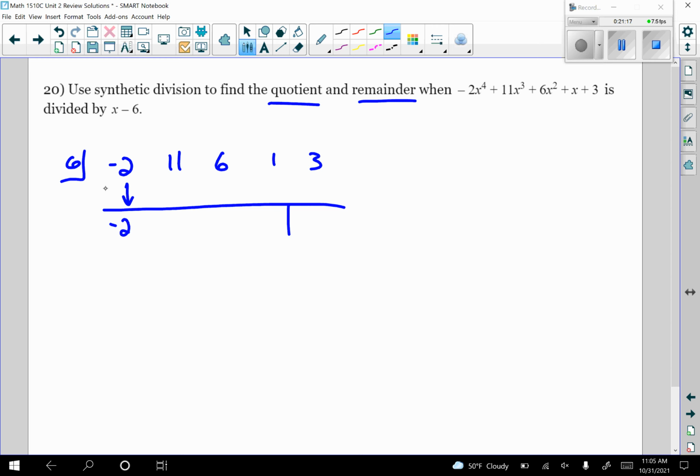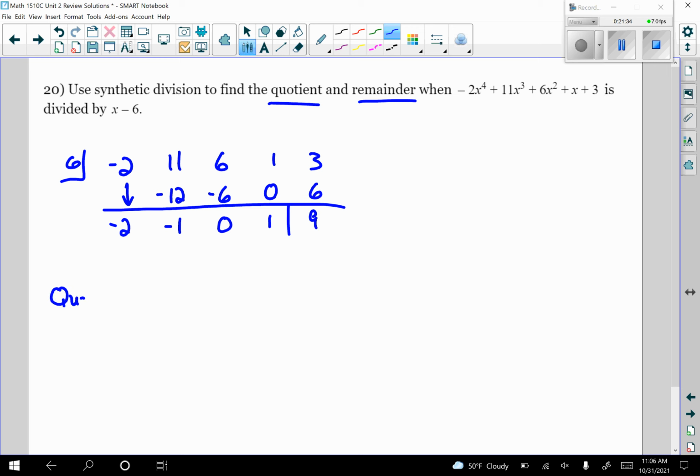So dropping the negative 2 down, 6 times negative 2 is negative 12. 11 plus a negative 12 will give us a negative 1. Then we'll get a negative 6. We'll get a 0. 6 times 0 is 0. We'll get a 1. 6 times 1 is 6. And we'll have a 9.